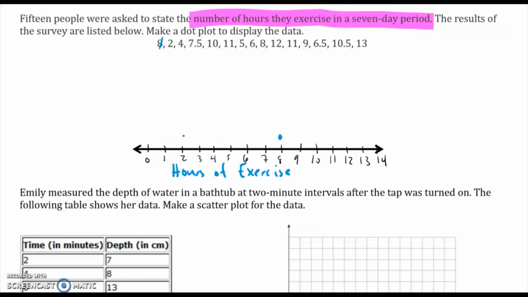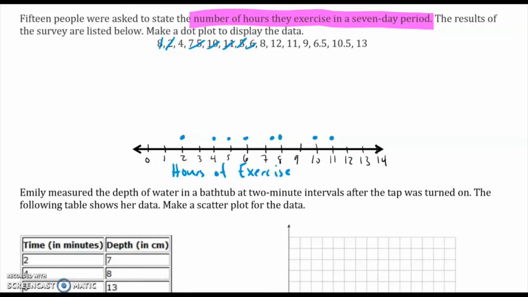So then there's a 2, right? And then we've got a 4. And then I've got a 7.5, which is right halfway between 7 and 8. So there's my 7.5, right? There's 10, and then 11, and 5, and 6, and you get the idea.